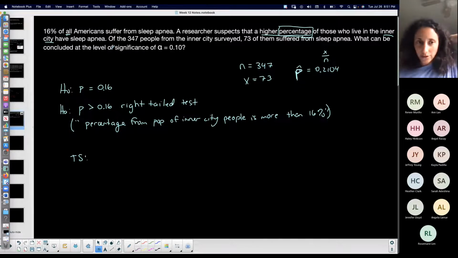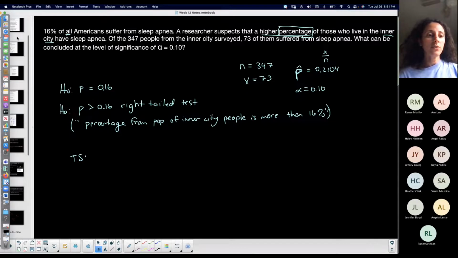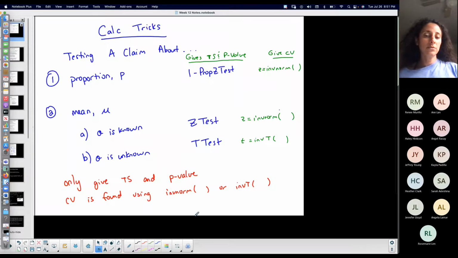Oh, I'm sorry. What can be concluded at the level? So alpha is 0.10, right? Right. So the test statistic is a z-score. Where do I get it from? If I want a test statistic or a p-value, you could always refer back to this if you need to. I don't know if I made this as bright as I should.